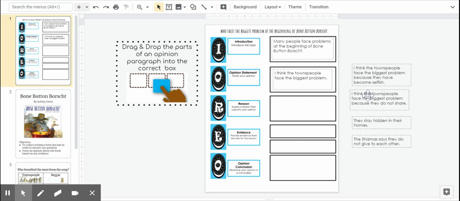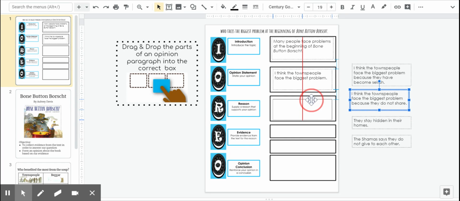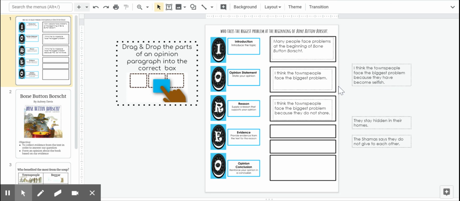Let's use this one because this is specifically what happens in the beginning of our story. So far, we have 3 sentences in our opinion paragraph to answer the question, who faces the biggest problem at the beginning of Bone Button Borscht? Let's read through. Many people face problems at the beginning of Bone Button Borscht. I think the townspeople face the biggest problem. I think the townspeople face the biggest problem because they do not share. Now we need 2 pieces of evidence to go inside our letter E section of our paragraph, and then we'll finish with our conclusion opinion.